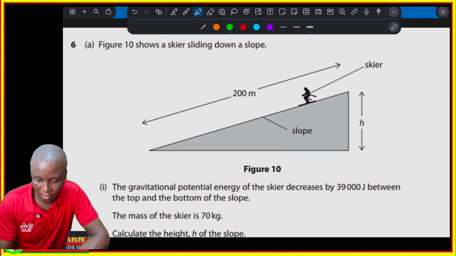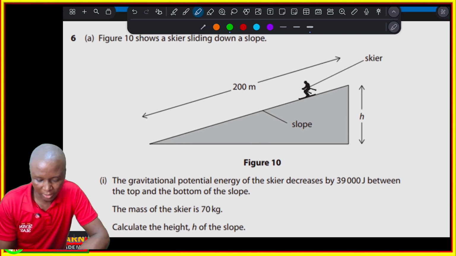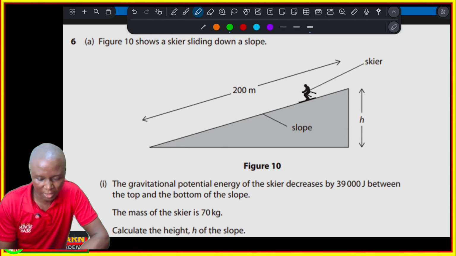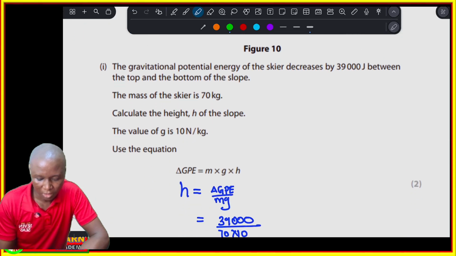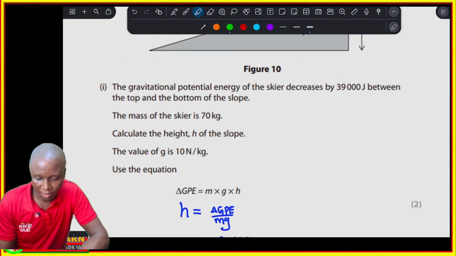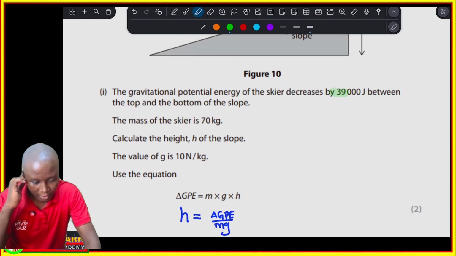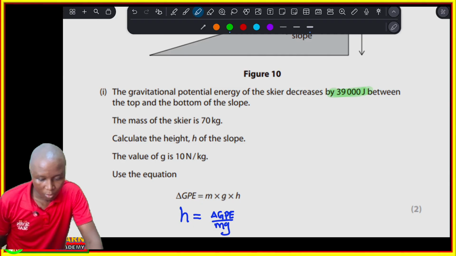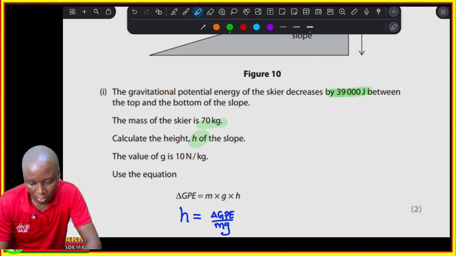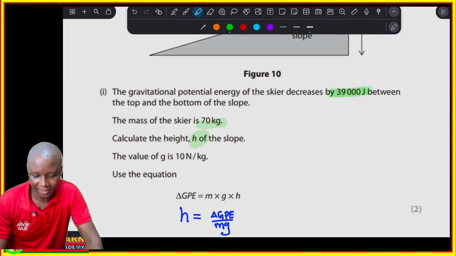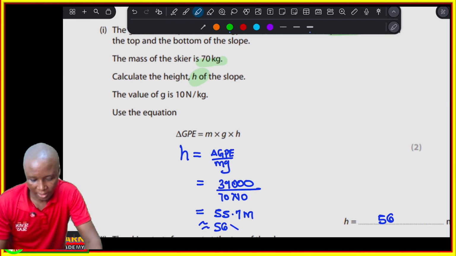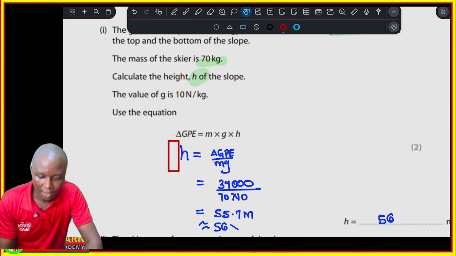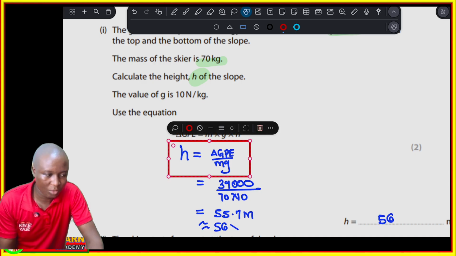Question number 6 was about energy transfers, I think, and the types of energy: kinetic energy, gravitational potential energy, GPE. The gravitational potential energy was provided. We are given the mass, and then we are supposed to work out the height. Quite interesting. For us to work out that, you can see that we can rearrange this particular equation in order to find the value of h. We just need to rearrange the formula.